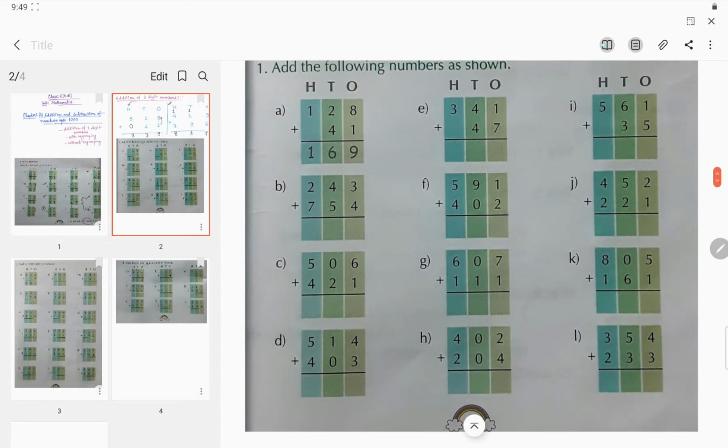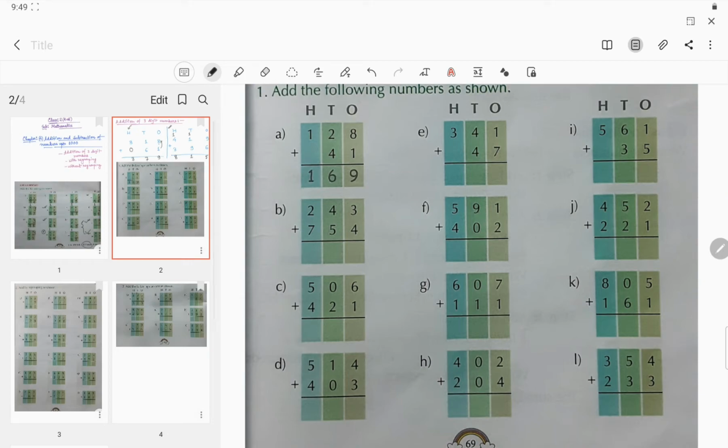Okay. Now I am solving these problems, which are on your page number 69. One is already solved. Now I am starting from B. 4 plus 3 is 7. Then go to the next place. 5 plus 4 is 9. Then go to the next place. 7 plus 2 is 9. So the sum will be 997.